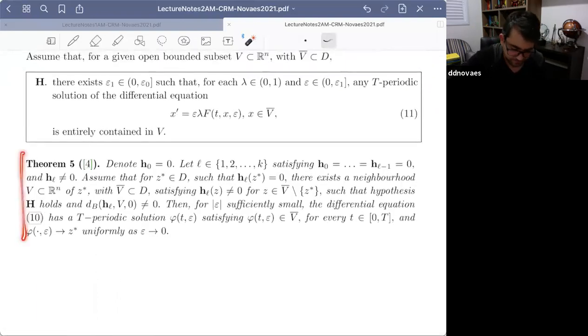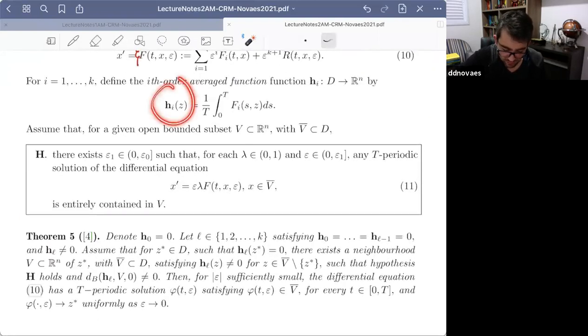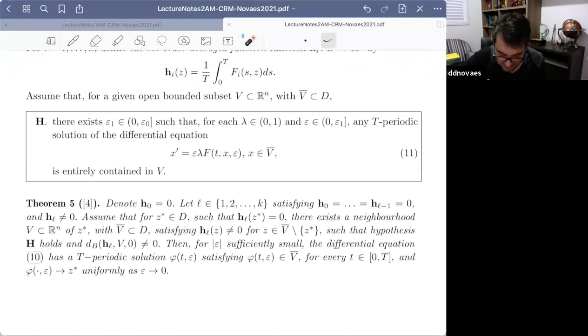So the theorem is the following. Denote again h0 equal to 0 and let L be the index of the first non-vanishing average function, but now for this average function, and assume that z star is a point in the domain such that h_L of z star is equal to 0, and that there exists a neighborhood V of z star such that the closure of V is contained in the domain.